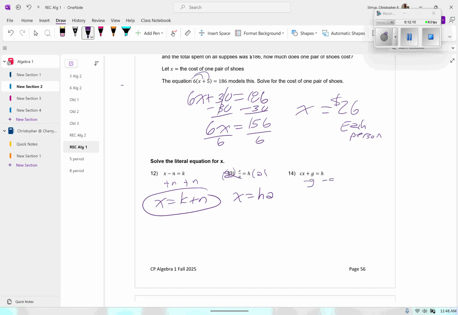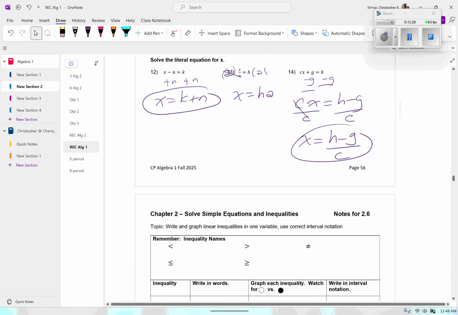This one I'm going to subtract g from both sides. Divide each side by c. Those cancel. H minus g over c. And that should help you.